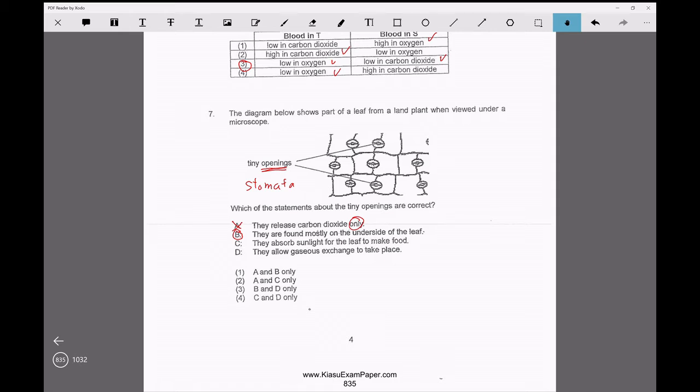Plants do absorb sunlight, but that's the job of the chloroplast or chlorophyll. It's not the job of the stomata. Yes, they take in oxygen, give out oxygen, take in carbon dioxide, give out carbon dioxide. So they do gaseous exchange. So it's number 3, B and D.